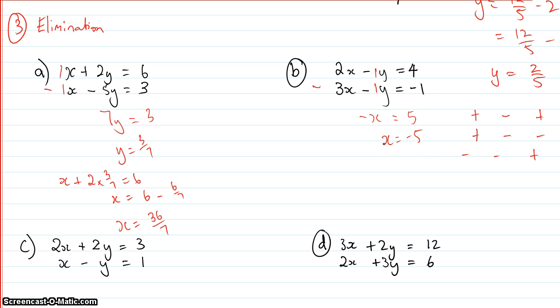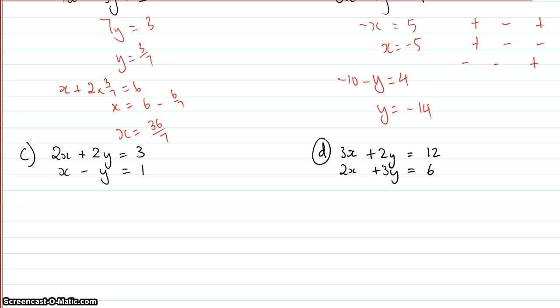And then substitute that back in, I'll do that in the first one. 2 times negative 5, which is negative 10, minus y equals 4. So y equals, add 10 to both sides, that's 14, and negative, so negative 14. So x is negative 5, y is negative 14. Hopefully that helps you understand that.